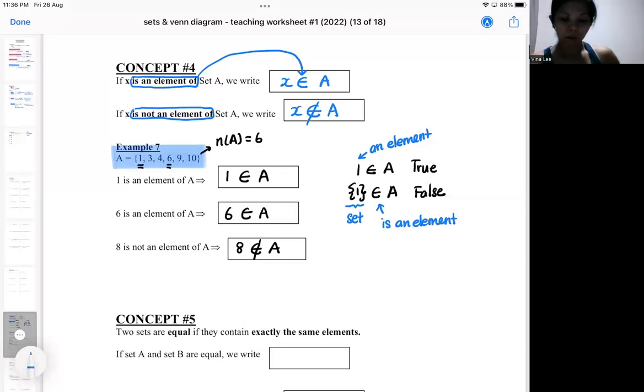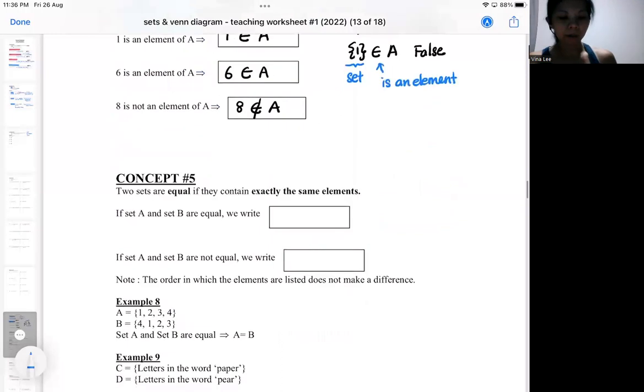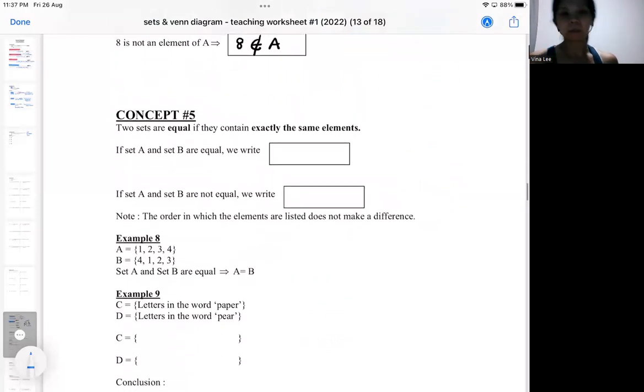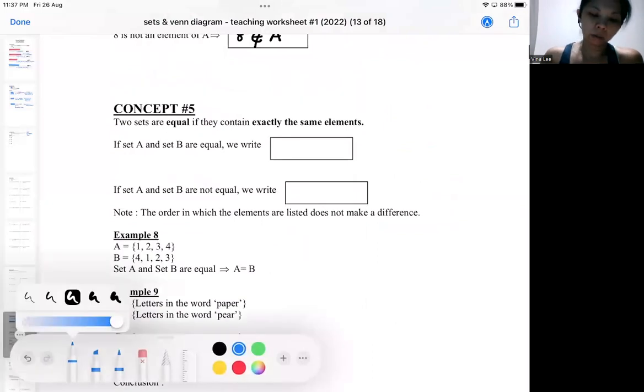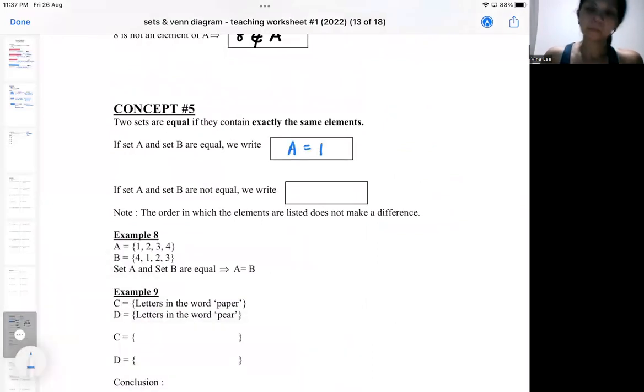Concept number 5 is actually quite easy, but sometimes there will be some confusion as well. We can have 2 equal sets if they got exactly the same elements. You can visualize the 2 equal sets like identical twins. All the elements must match. If the 2 sets are equal, then we are just going to be using the equal symbol. If the 2 sets are not equal, then we're going to be using the not equal symbol. It's as simple as that.